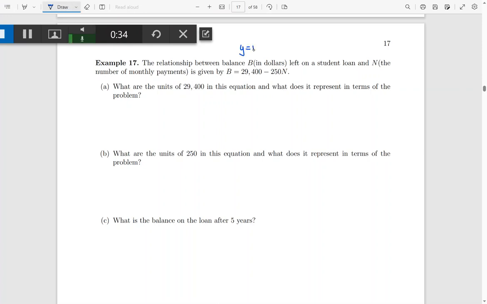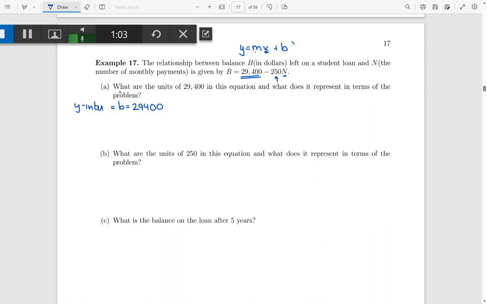And we're going to match it up with the formula. All right, so the number in front of x, or your variable, is the slope. The other number, in this case the 29,400, is the b. So our b is 29,400, and that's the y-intercept.